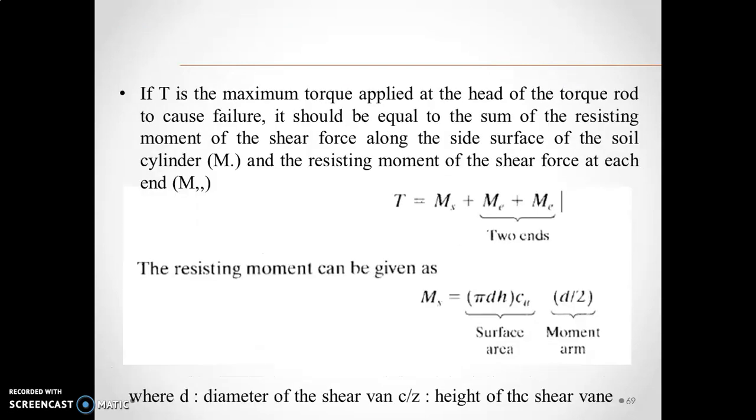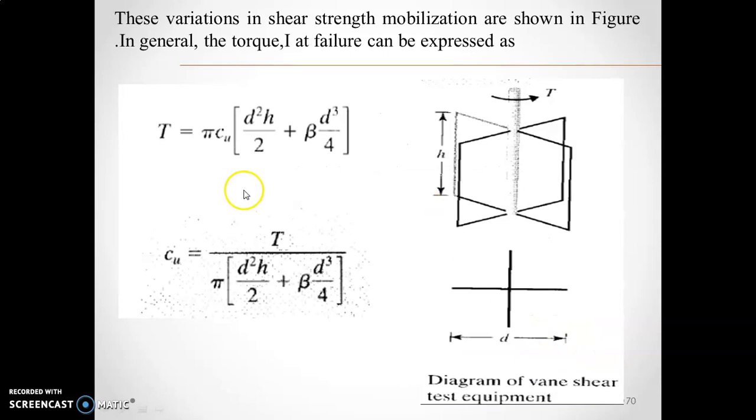Here is the formula to calculate. If T is the maximum torque applied at the head of the torque rod to cause the failure, it should be equal to the sum of the resisting moment of the shear force along the side surface of the soil cylinder and the resisting moment of the shear force at each end. So that is nothing but the total torque, equal to Ms plus Me plus Me, as two ends are there. When you simplify this, each moment is the shear force, that is the surface area times shear strength, multiplied by the moment arm. So you will get this equation.